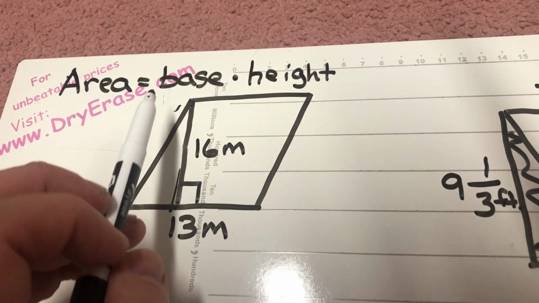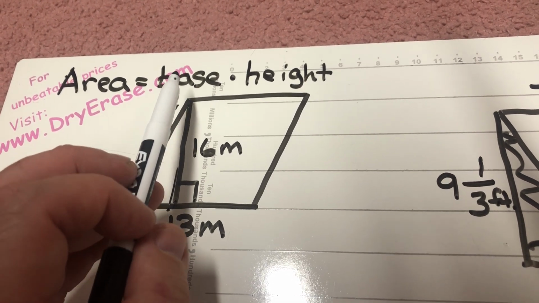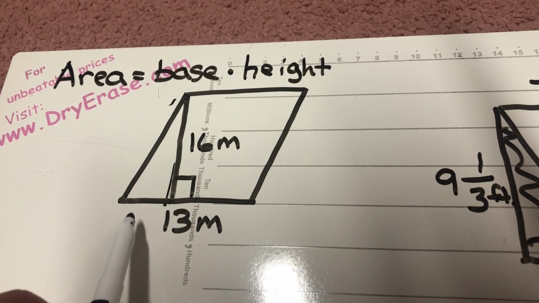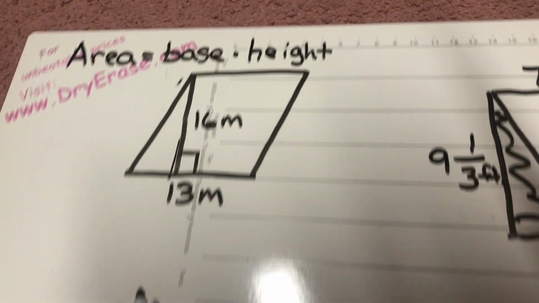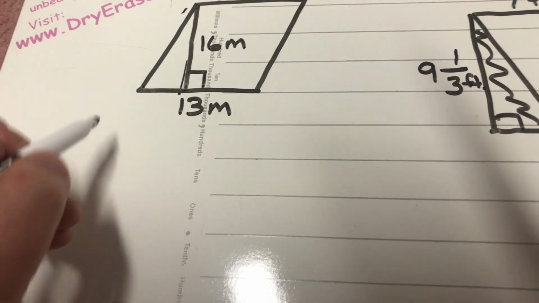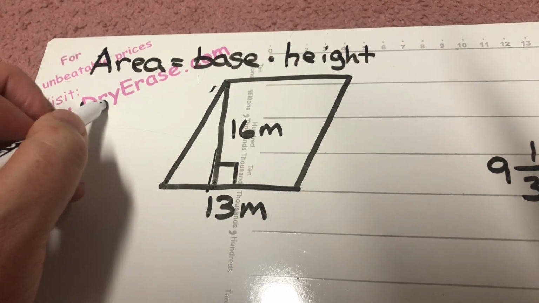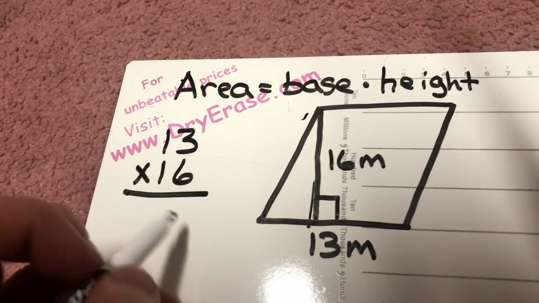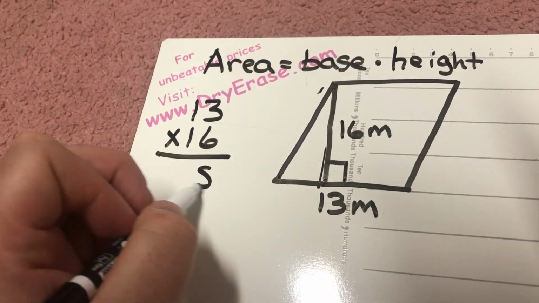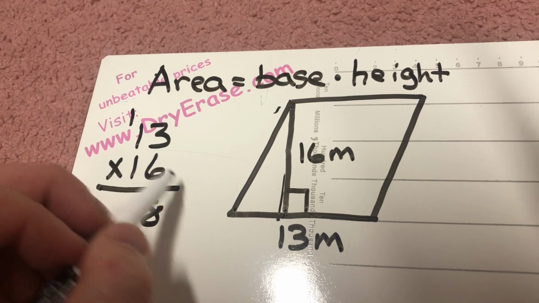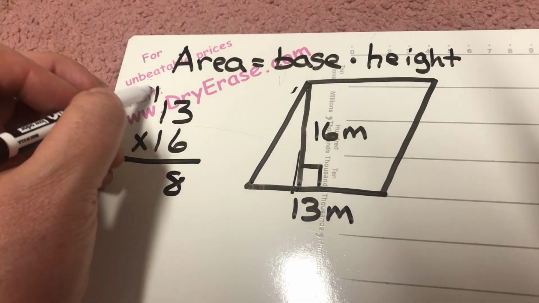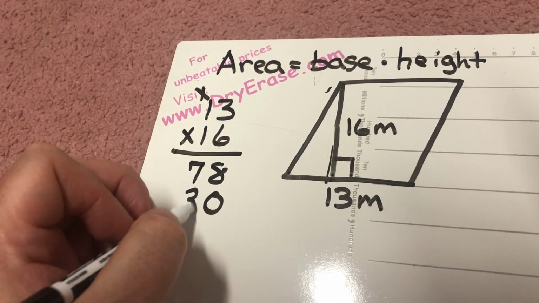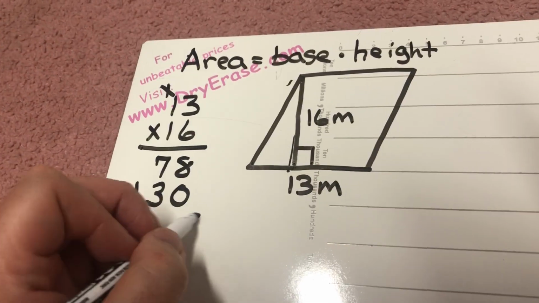Now, for the area of a parallelogram, it's base times height. So it's the length of the base, in this case it's 13, times 16. So if I want to find the area, I'm going to do 13 times 16. This isn't hard to do. 6 times 3 is 18. Put the 8 down, carry the 1. 6 times 1 is 6, plus 1 is 7. Put the 0 down. 1 times 3 is 3. 1 times 1 is 1.